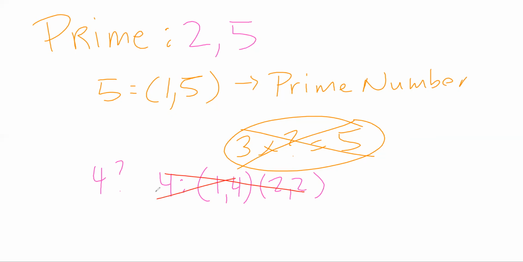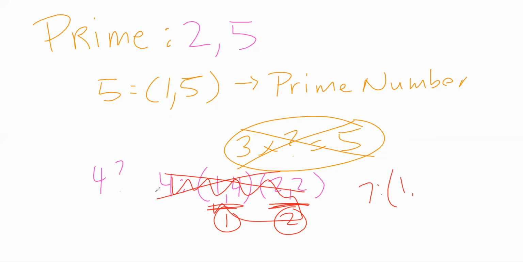No, because look, it's got more than one set. It's got 1 set and 2 sets. So 4 isn't prime, so that's good. All right, what else? Well, let's think about 7. 1 times 7. Can you think of any others? I can't. 2 times what?